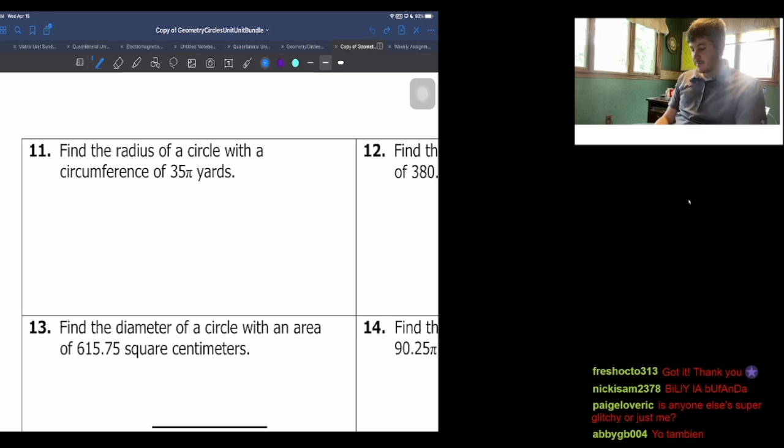So number 11, they say find the radius of a circle. So I put R equals a question mark to figure out that's what I know I'm looking for. If the circumference, so I'll use C for circumference, is 35 pi.